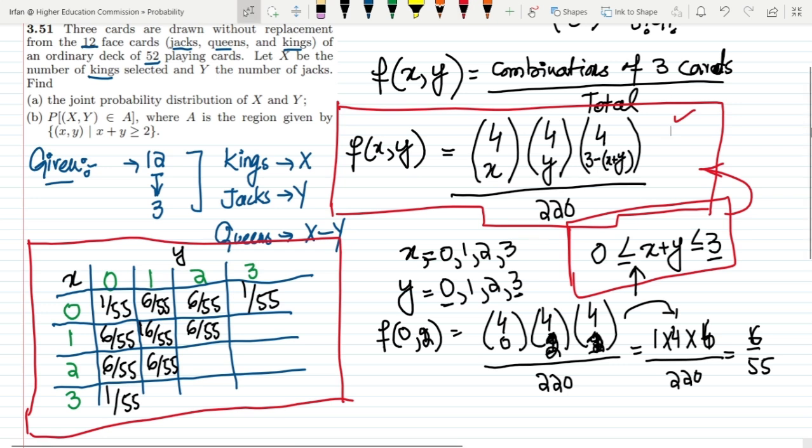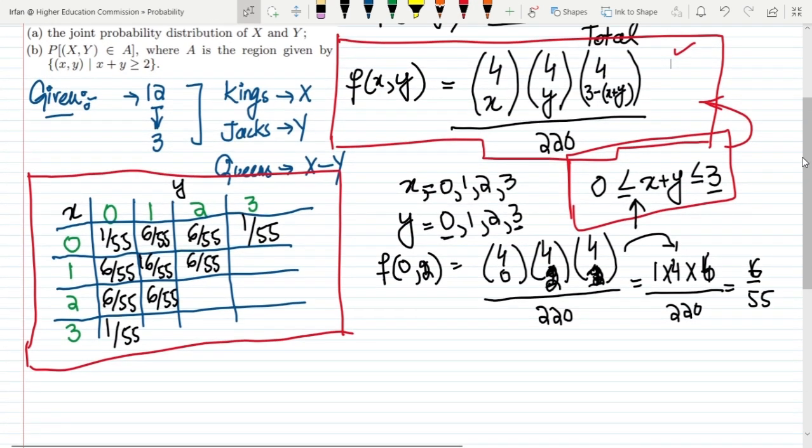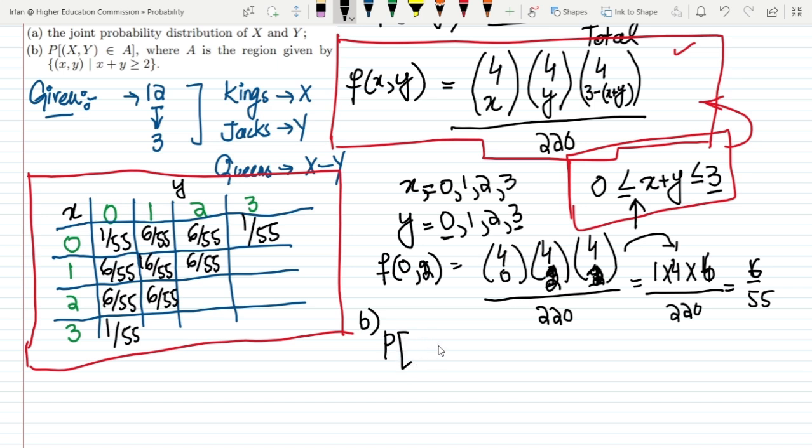So similarly, on the basis of all these things, I have to solve part B of my question, in which the probability of x and y being a member of A, where A is the region given by x, y such that x plus y is greater than 2. So this is part B, and I have to find the probability that x plus y is greater or equal to 2, which can be found by subtracting the other range, x plus y less than 2, from 1.